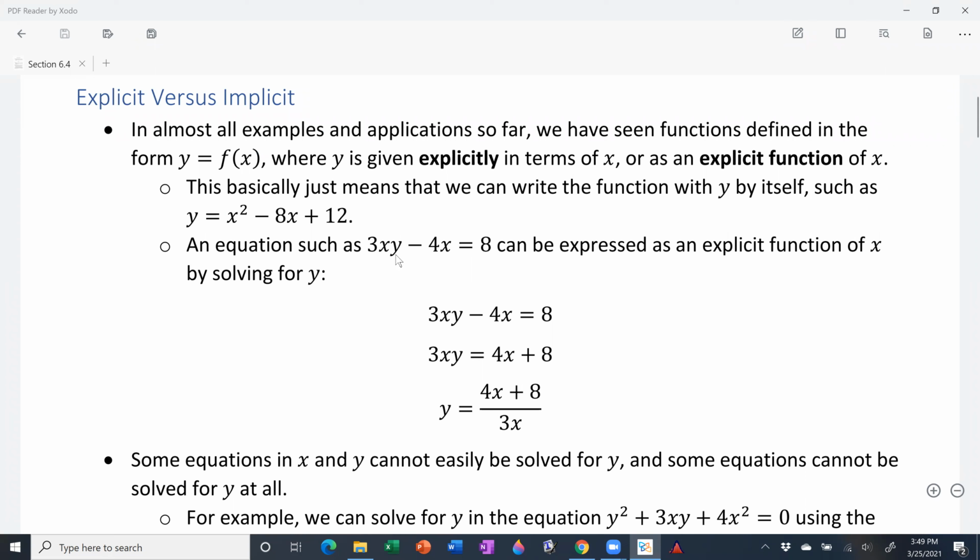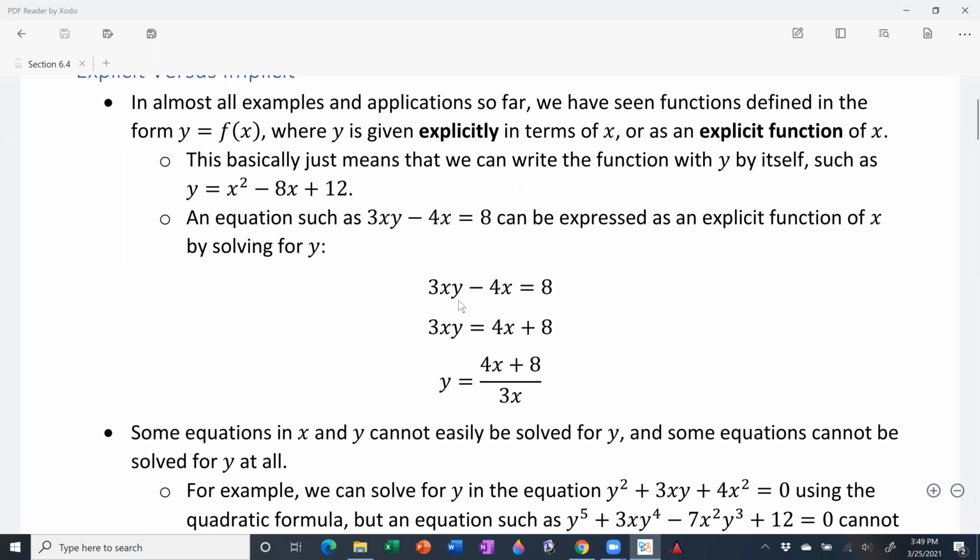Now, if we look at a different type of equation, like this one, 3xy minus 4x equals 8, it is not given explicitly in terms of x, but we can express this as an explicit function of x by solving for y. Not too big of an issue here. If we take this equation and try to get y by itself, we would add 4x to both sides, and then divide both sides by 3x. And then now we've got y explicitly in terms of x. Y equals by itself, no other y's over on this side, only the other variable.